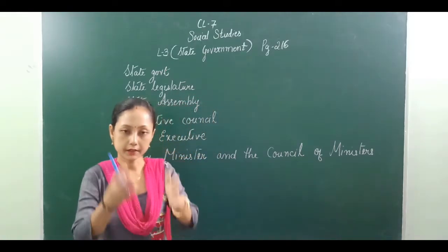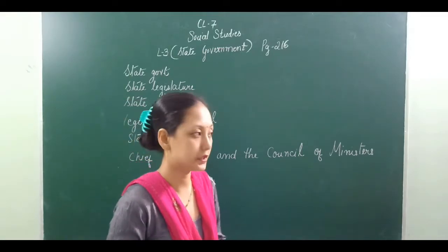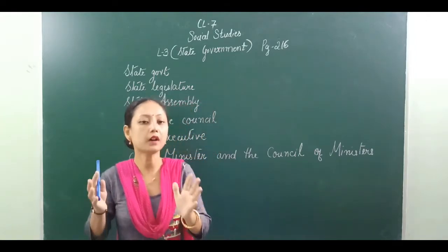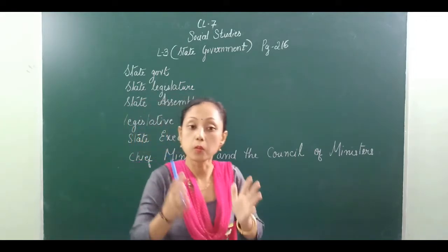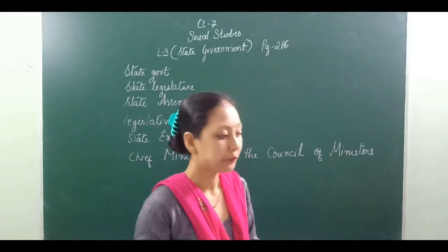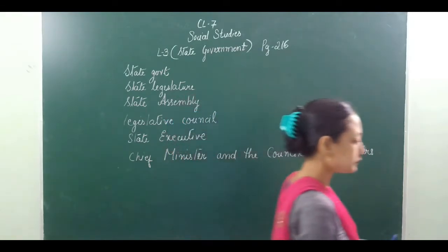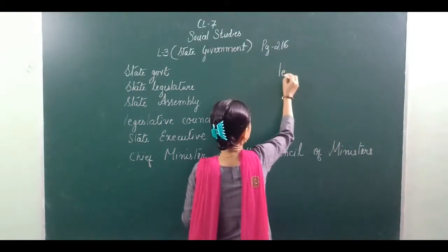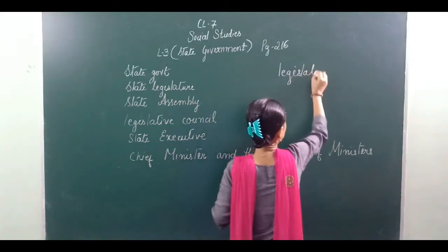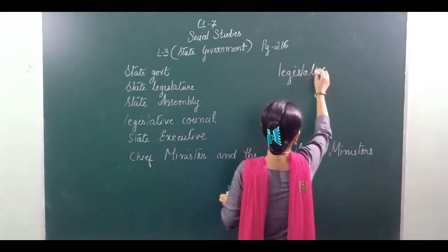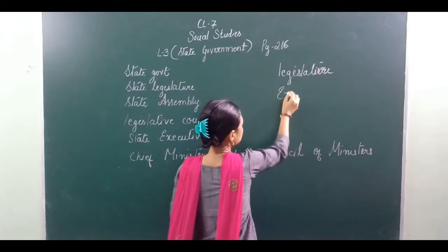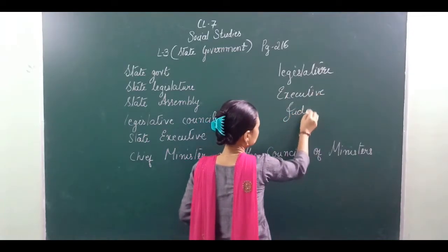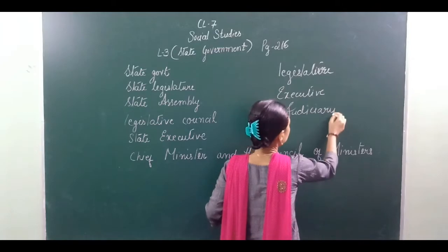Now here, let's go into detail about the state legislature. Before going to the state legislature, all of us have to know what a legislature is first of all. Legislature, executive and judiciary. These are the three organs of government.